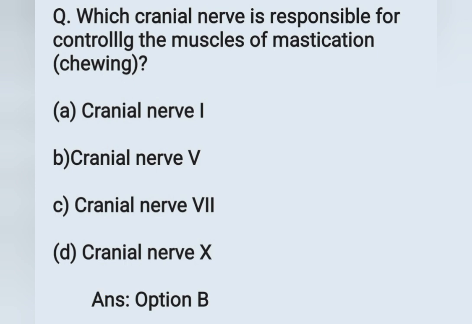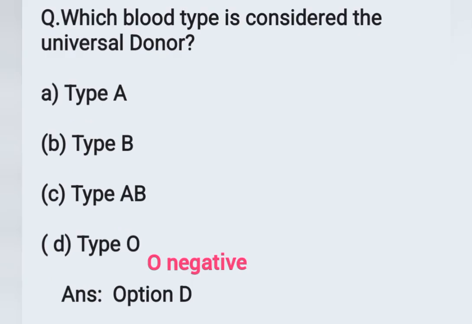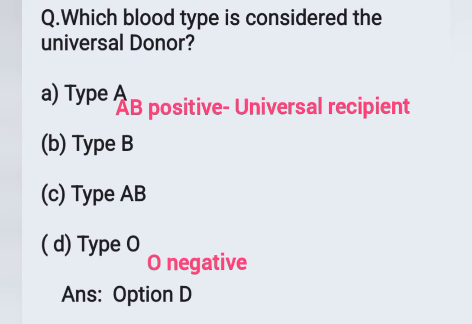And the next question is, which blood type is considered the universal donor? Options. Option A, type A. Option B, type B. Option C, type AB. Option D, type O. Here the question is, which blood type? It is not mentioned blood group. Okay. The universal donor is type O, or O negative, known as the universal donor. AB positive is the universal recipient.